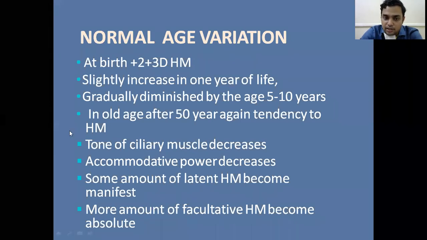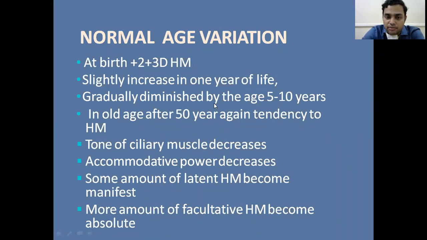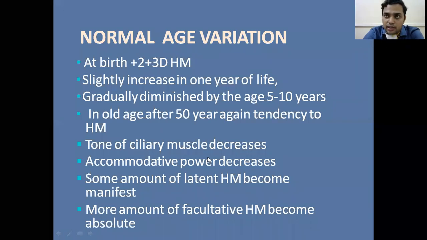There is a decrease in the tone of the ciliary muscle at the age of 50 years. Because of the decreased tone of the ciliary muscle, slowly the latent hypermetropia is disclosed. So after the age of 50 years, the patient may turn into a hypermetrope because of the decreased tone of the ciliary muscle. Whatever refractive error was corrected in the latent hypermetropia is disclosed, as there is a decrease in the tone of the ciliary muscle.